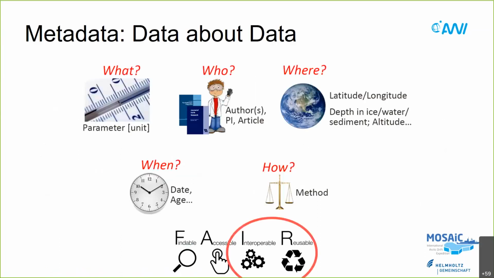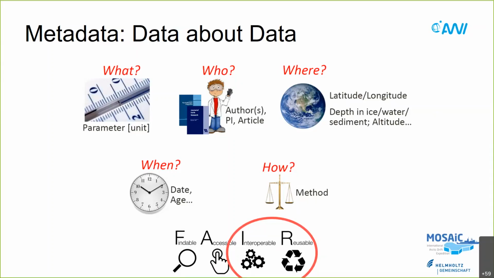I will also be talking about metadata, so I'll just explain what I mean by that. Metadata is basically data that describes data. What is the data? Typically, this means parameter and unit. Who's the author? Who is the PI? Or it can also refer to other articles, to scientific papers, or to institutions.